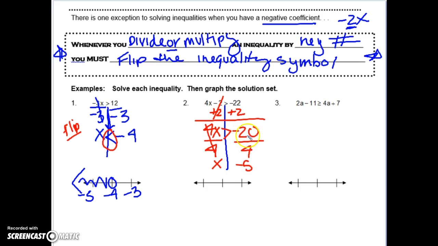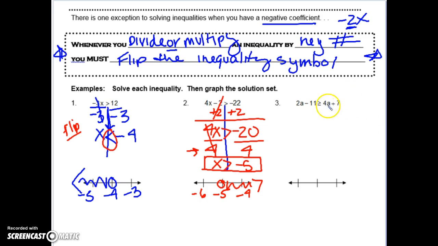So I know I have a negative over here, but let's think about what we did in this step. We divided by a +4. So that doesn't fit my rule. I just divided. I didn't divide by a -4, so I'm going to keep it as greater than. So no flip needed for this one. I have -5, -4 over here, -6 over here. Open circle, everything greater than -5.